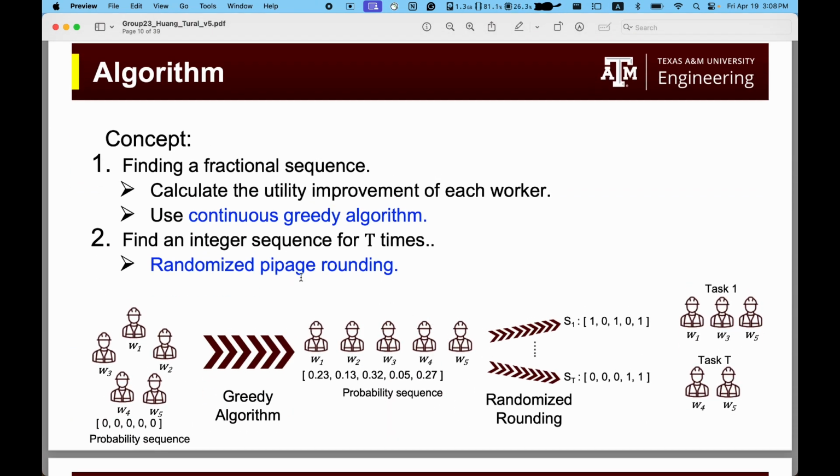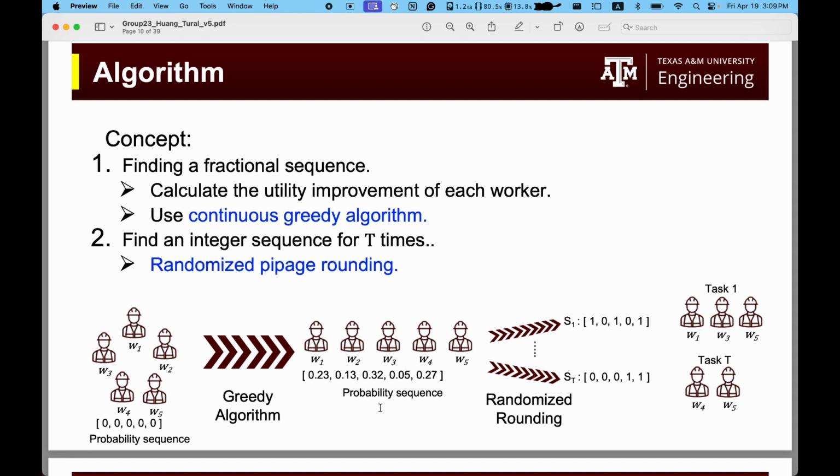There are two steps. The first step is to find a fractional sequence. Here, the fractional sequence means the probability sequence. In the first step, we calculate the utility improvement of each worker and then use the greedy algorithm to come up with the fractional sequence. For example, suppose we have 4 workers and we assign the value 0 to each worker. Here, the value means the probability of selecting the worker. By doing the first step, we can compute a probability sequence like this. For example, we have a 23% chance to choose worker 1, and so on.